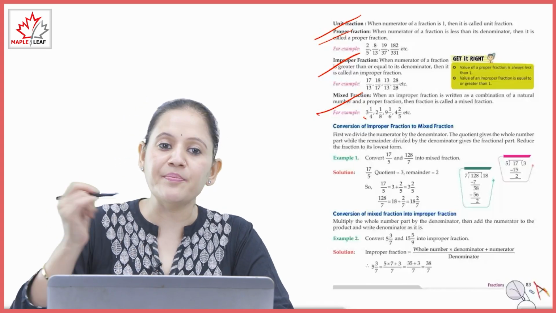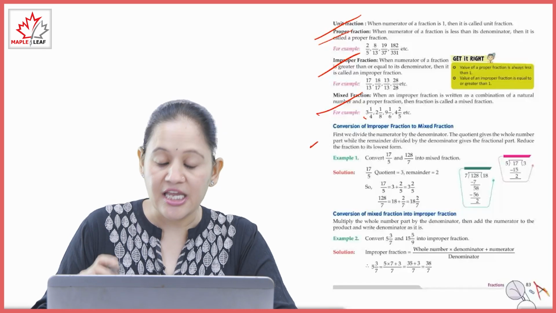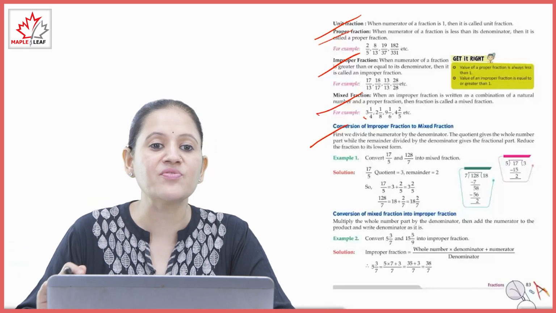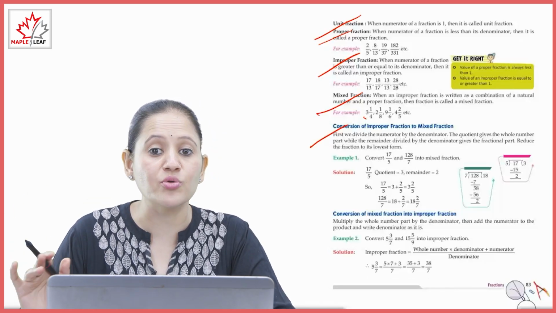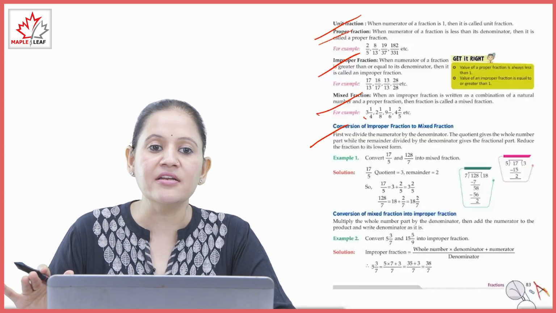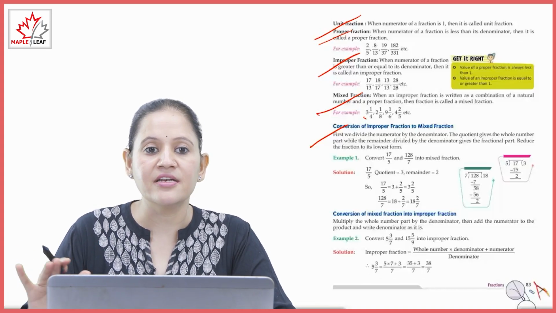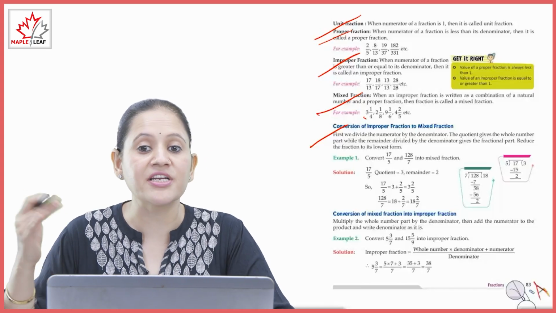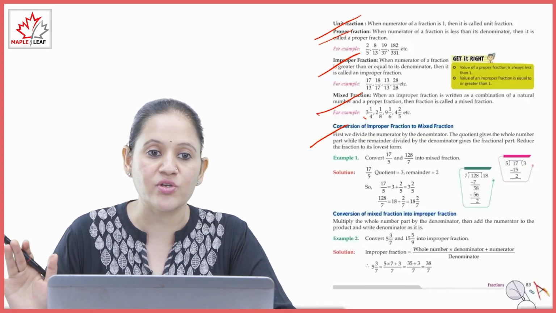Next is conversion of improper fraction to mixed fraction. How do we change an improper fraction into a mixed fraction? First we'll divide the numerator by the denominator. The quotient will give the whole number part, while the remainder divided by the denominator gives the fraction part. Reduce the fraction to its lowest form.